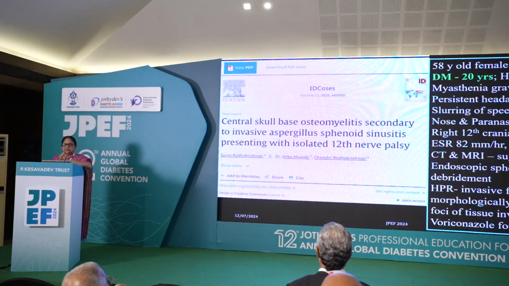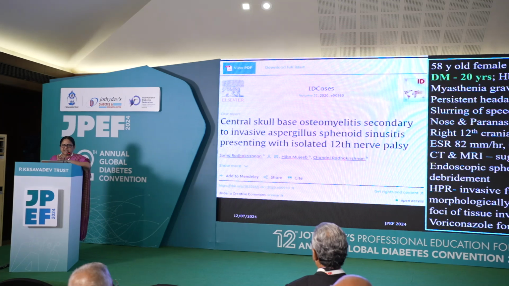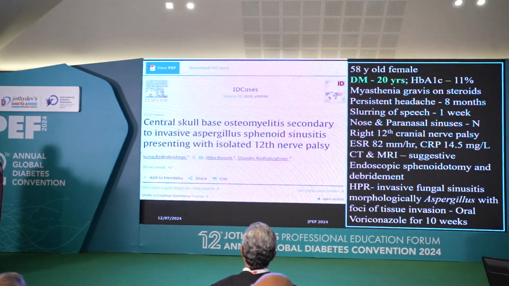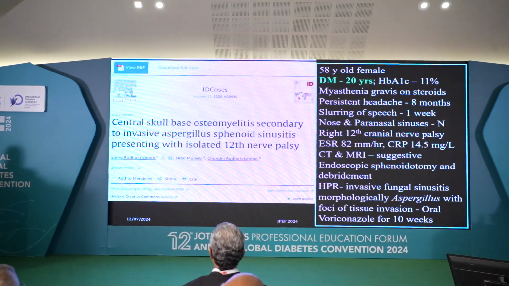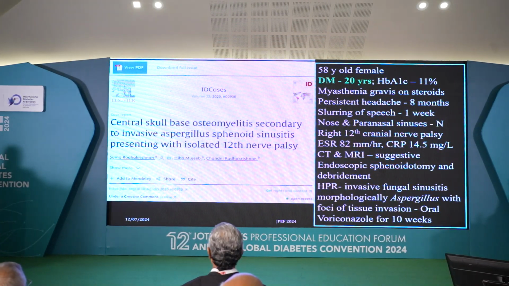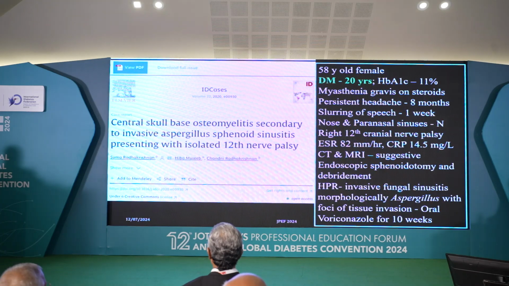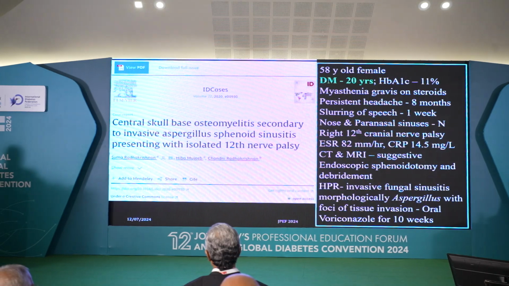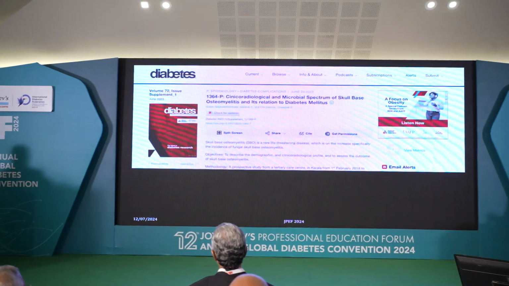One thing we have to remember is that patients might come with a severe headache, no signs, so it's a clue. Patients may be moving from one physician or clinician to another with headache, and this case had been moving because of persistent headache. Ultimately, when she landed up with slurring of speech, her CT and MRI were suggestive, and endoscopic sphenoidectomy, debridement, HPE revealed invasive fungal sinusitis, and prompt initiation of treatment actually saved the patient.